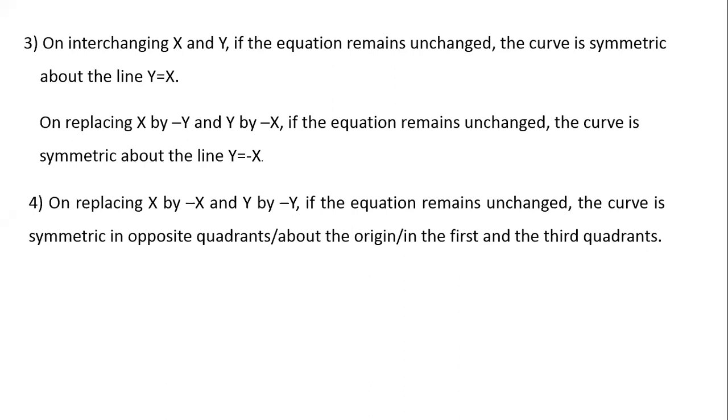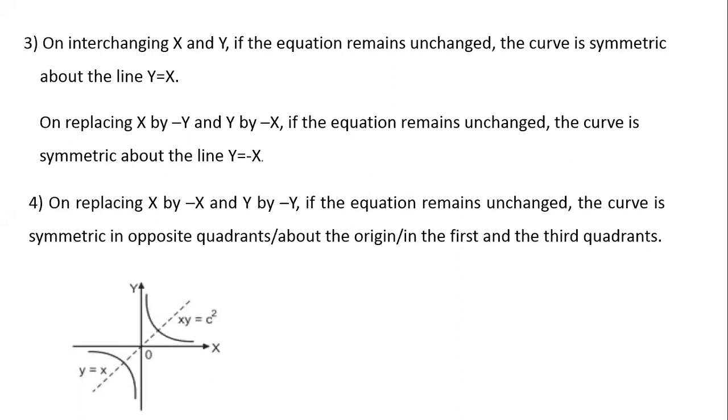And if the first two properties are simultaneously satisfied, then we can say that property 4 is definitely going to be satisfied. That means that if the curve is symmetric about the x-axis and symmetric about the y-axis, then definitely it is going to be symmetric about the origin. But remember that the converse is not true. We'll have a look at this point on a later occasion.